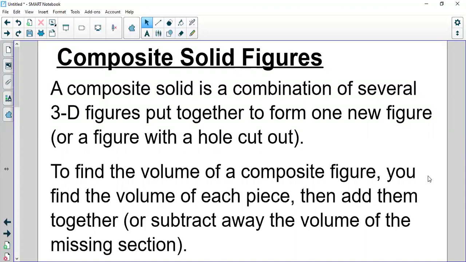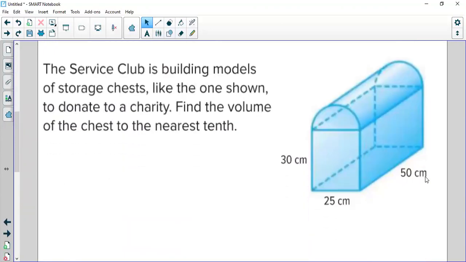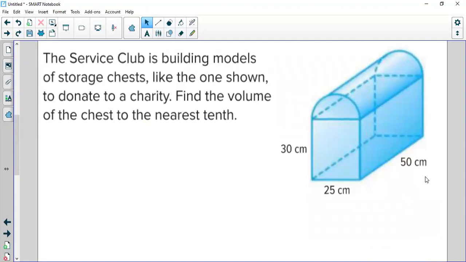We've done some different solid figures. Here's an example. The Service Club is building models of storage chests, like the one shown, to donate to a charity. Find the volume of the chest to the nearest tenth. So at the end, we're going to round to our tenths place if we have a decimal.